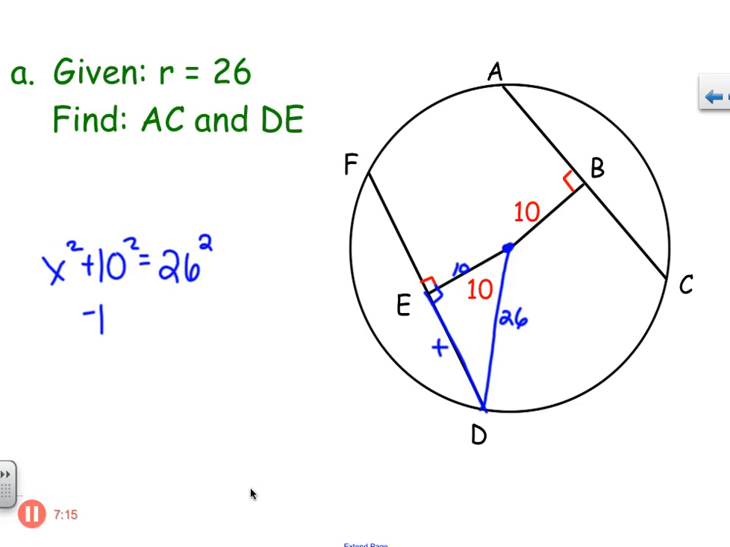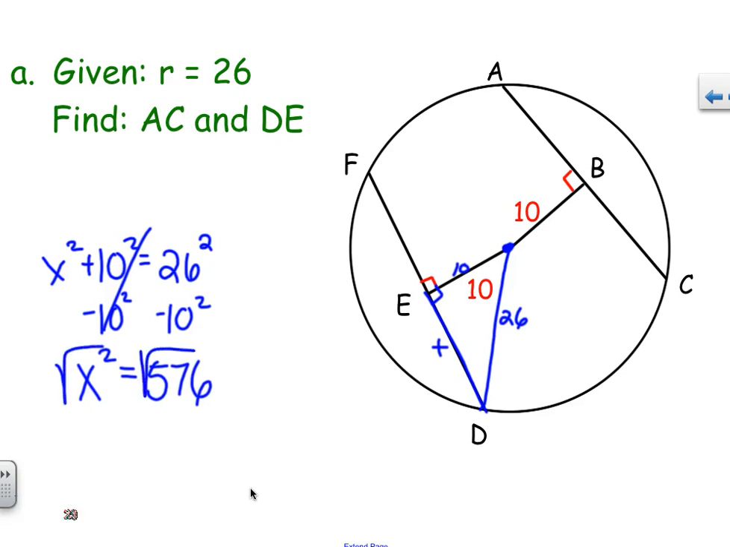Now if I solve that and subtract 10 squared, 26 squared minus 10 squared is going to be 576. Then I'm going to square root to get x by itself, and I would get 24. So I know that ED is going to be a length of 24. So again, you can connect a radius to make a right triangle in these instances.